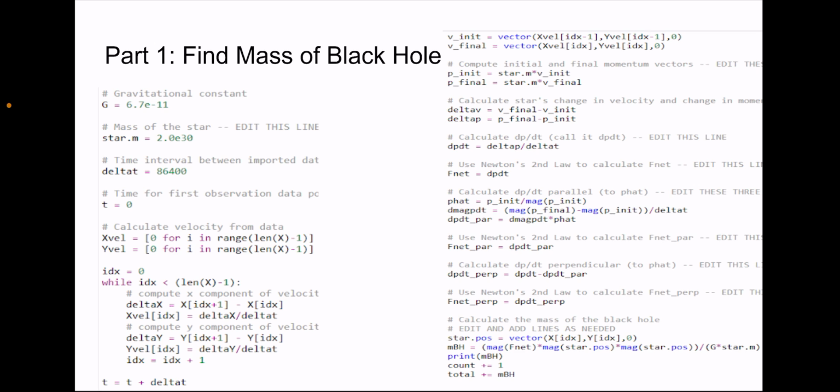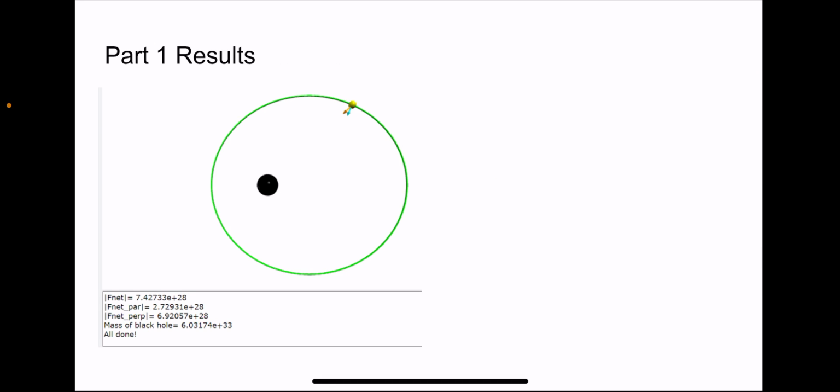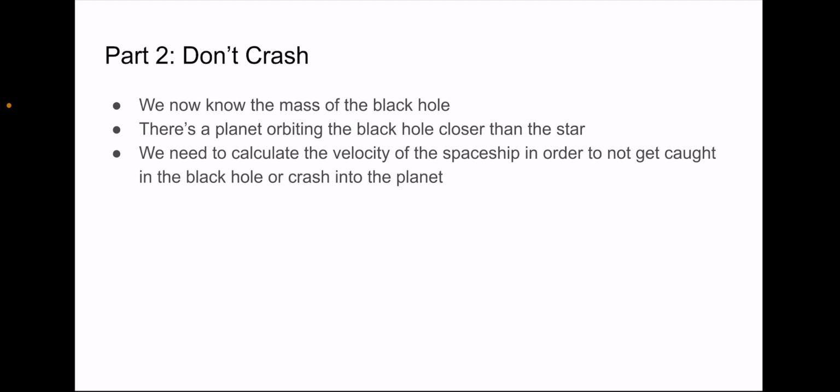What I did with those numbers is calculate the mass after every time interval. So I added up all the masses and divided it by the number of time intervals. And that's what we got as a result, which is 6.03174 e to the 33rd.